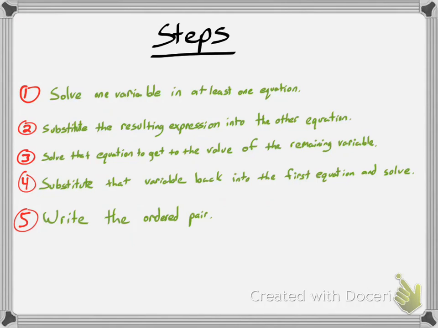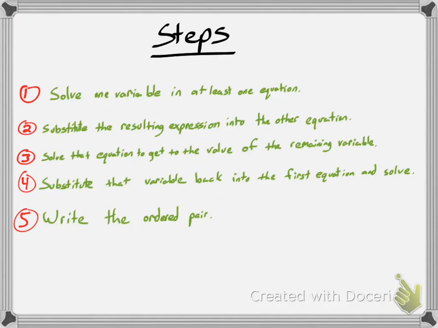Substitution, you're probably going to use when you have at least one of the equations already solved for a variable. If it's not, then you're probably going to use a different method because it would be easier. Substitution is only better in certain areas, and usually it's better when step 1 has already been completed. But if it's not and you have to do it, which you have to tomorrow, you solve one of the variables for at least one of the equations, and I'll show you what I'm talking about later.